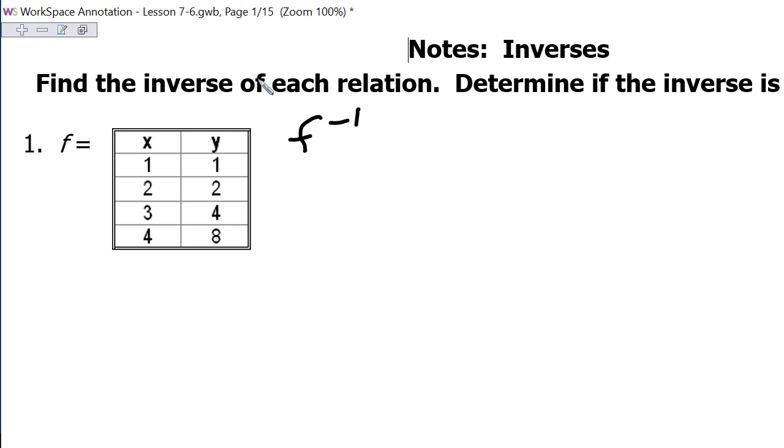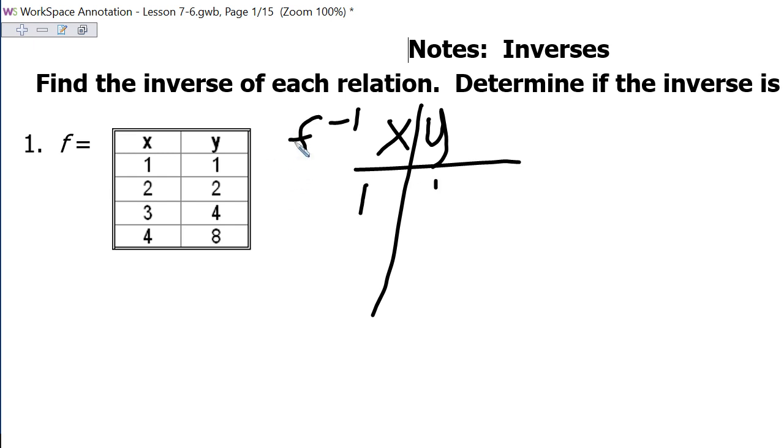And f inverse is also going to be a table. To find the inverse, all we're going to do is switch the x and the y. So for my first ordered pair, I have 1, 1. If I switch it, what would it be? It's still going to be 1, 1. So that's not a good example. Same thing with the next point. If it's 2, 2 and I flip the order, it's still 2, 2. So still not a good example.